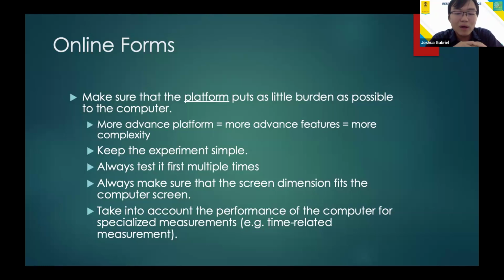And finally, if you want to conduct specialized measurements, for example, let's just say we want to display a picture for 50 milliseconds. And let's say that the participant's computer screen takes about 5 milliseconds to refresh itself. It means that we cannot set the timer to 50 milliseconds, but instead we have to set the timer to 45 milliseconds, because after the 45 milliseconds end, the computer will add another 5 milliseconds for the screen to refresh. So in the end, the participants will be looking at the picture for 50 milliseconds, the intended time. If we set the timer for 50 milliseconds from the start, the participants will instead be looking at the picture for 55 milliseconds, which is not our intention.